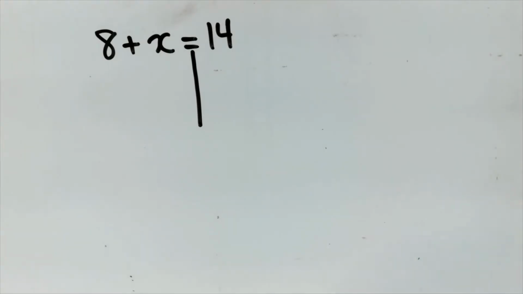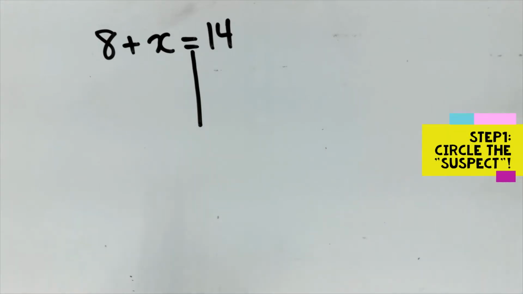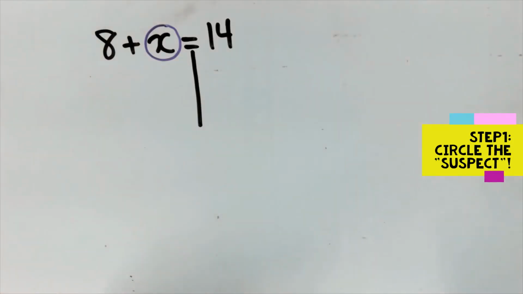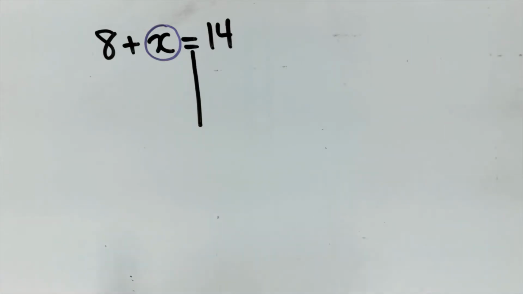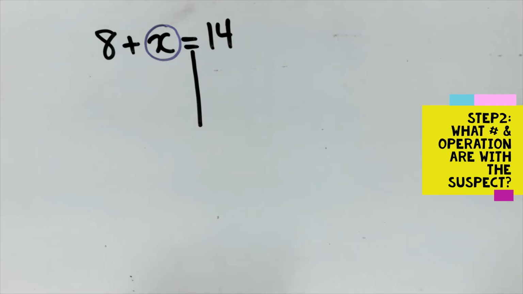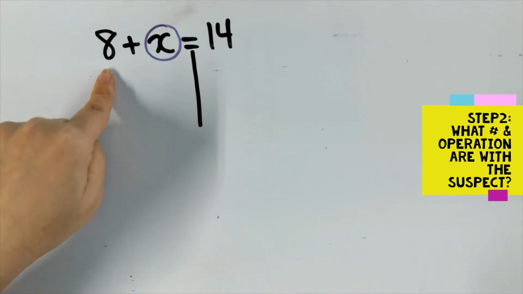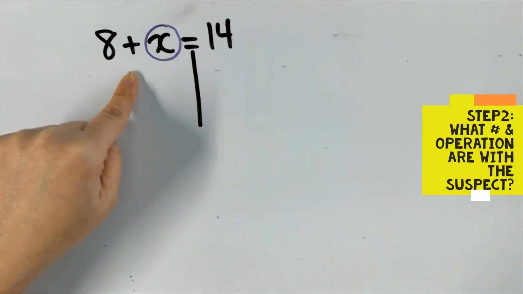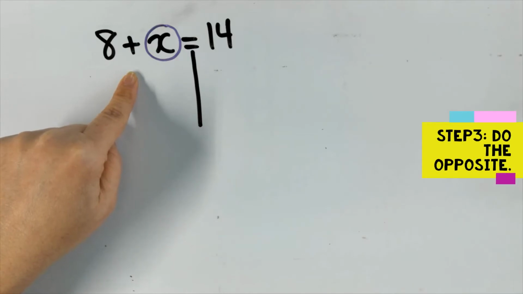Now, the first thing that we need to do as a detective or investigator on a crime scene is we need to look for the suspect. And here is my suspect. Okay, x is the suspect. He's that unknown, she's that unknown person who's done the crime. But what is with the suspect? In this case, we have the number 8 with the suspect. And what operation is between 8 and the suspect? It is addition.